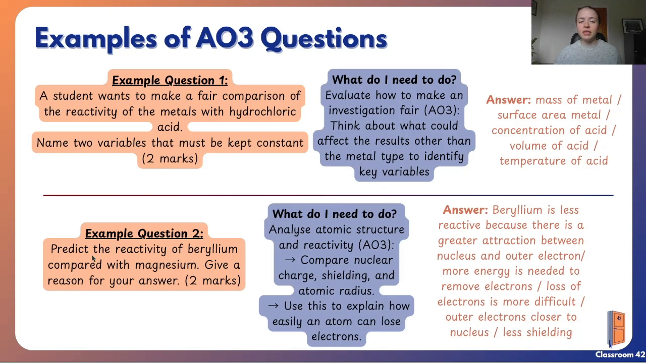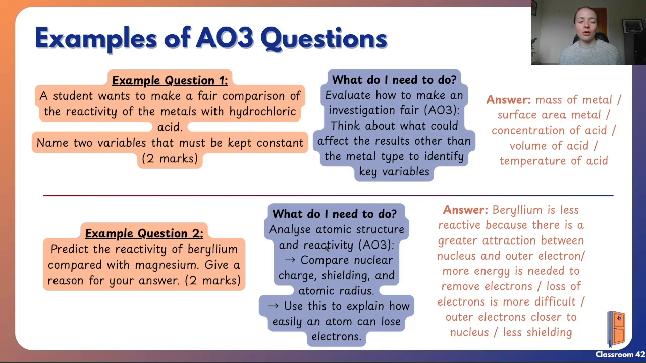So for question 2 here, you need to predict the reactivity of beryllium compared with magnesium and give a reason for your answer. So here the give is in the context of justifying why you have given that prediction. So firstly, analyse the atomic structure and reactivity of beryllium and magnesium. So the starting point here will be your periodic table. So in your mind, compare the shielding, the nuclear charge and the atomic radius, and then use this to explain how easily an atom can lose electrons. Think about this answer quite clearly before writing it down, because there's quite a lot to consider.